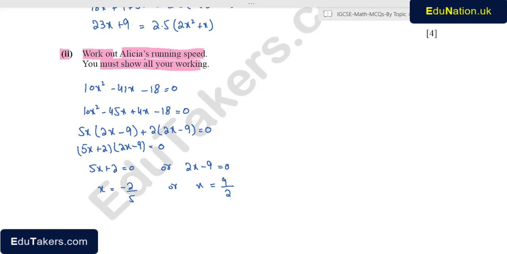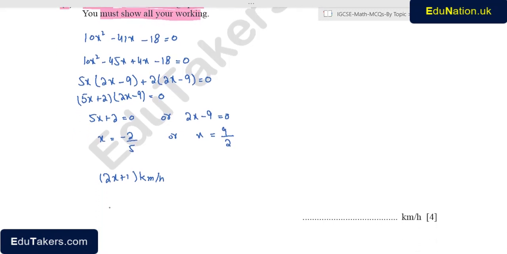And we have to calculate Alicia's running speed, which is 2x plus 1 kilometer per hour. Now replacing x with its positive root, it will be 2 into 9 over 2 plus 1 kilometer per hour. Now this 2 is cancelled with this one and it will become 9 plus 1 is 10, so 10 kilometer per hour. Her speed is 10 kilometer per hour.